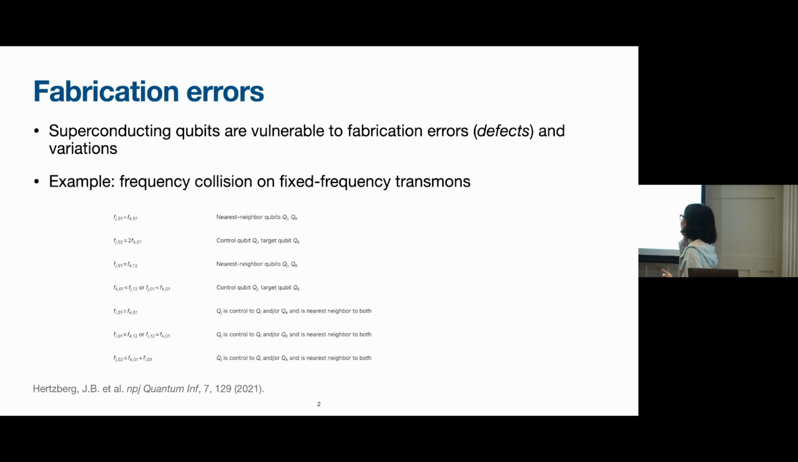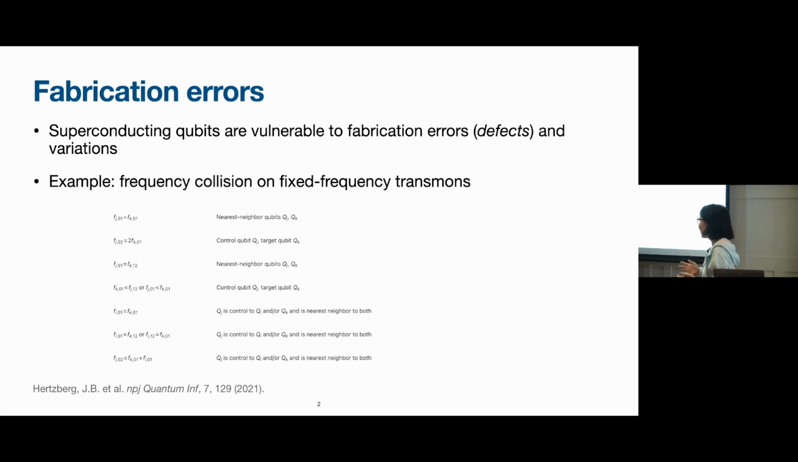So in this talk, I will refer to fabrication errors sometimes as defects, which is different from the defect that we usually talk about in quantum error correction. And defects can come in many different forms. Sometimes it could just be a broken wire or a piece of dust that you can just visually inspect by some standard microscopy techniques.